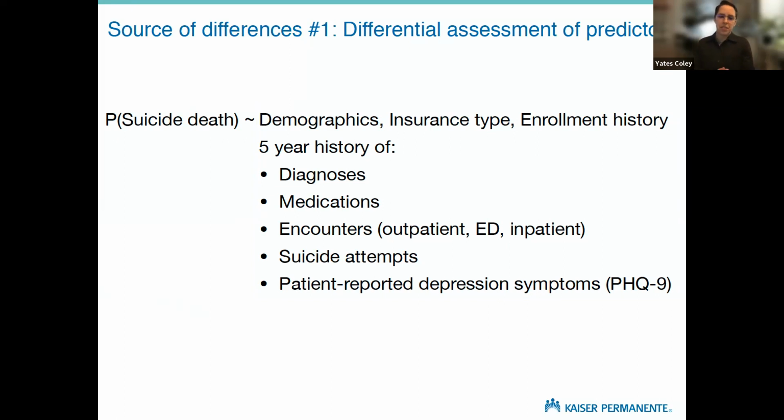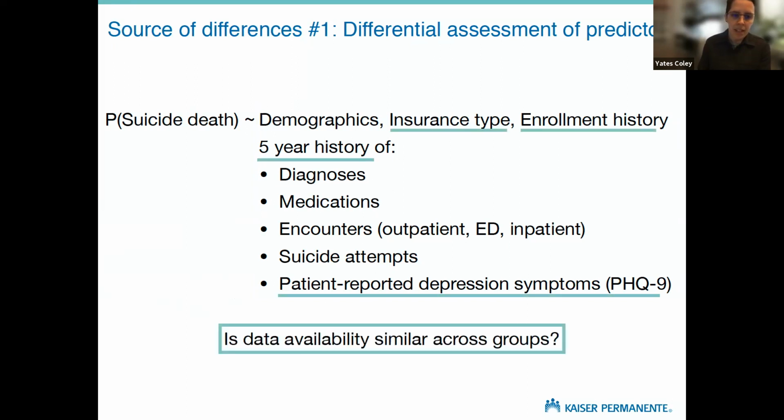So first, one source of variability in performance across racial and ethnic groups could be differential assessment of predictors. It's possible that availability of clinical history might differ by racial and ethnic groups. This could be driven by differences in enrollment history. So we don't have 5 years of history on all patients in our data set. So that might vary by race and ethnicity. And differences in insurance benefit structures could also affect healthcare utilization and the opportunity for diagnoses to be recorded in the medical record.